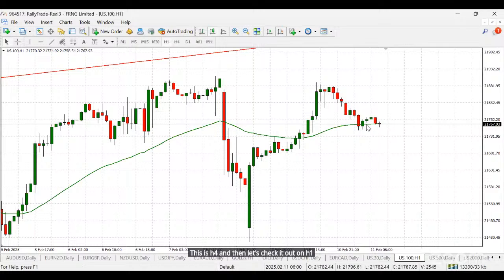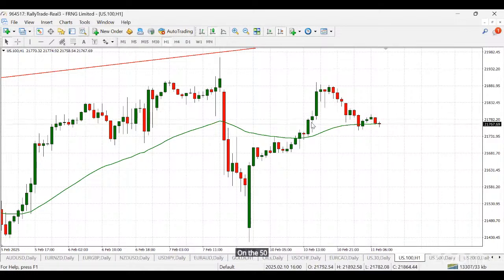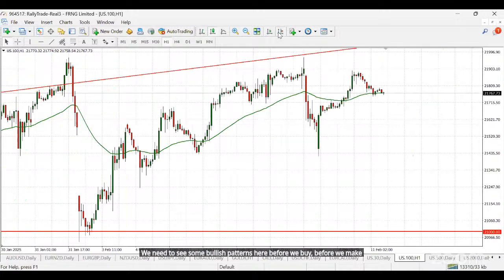All right, on H1, it's currently trading on the 50 period moving average. So at this level now, we need some bullish confirmations around this level, on the 50 period moving average. We need to see some bullish patterns here before we buy, before we make long decisions. We need to see some bullish patterns around this 50 period moving average.